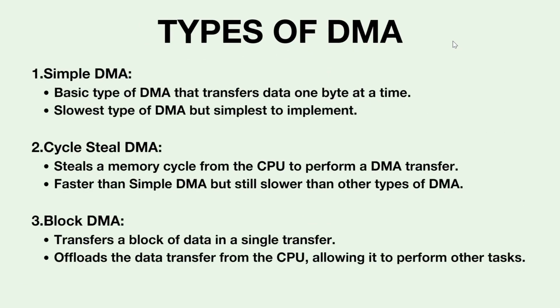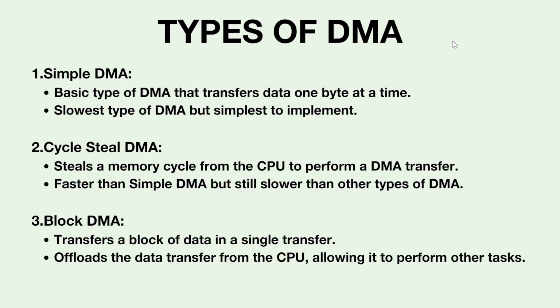Now let's look at the types of DMA. First, we have simple DMA. This is the most basic type that transfers only one byte at a time. Out of all DMA types, it is the slowest one but the simplest one to implement.